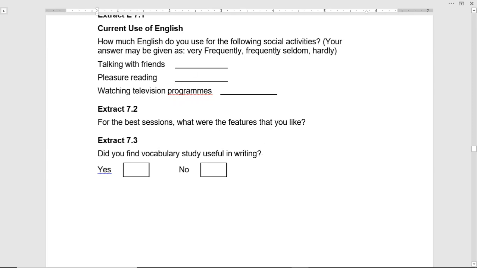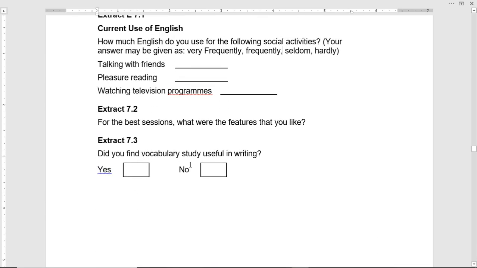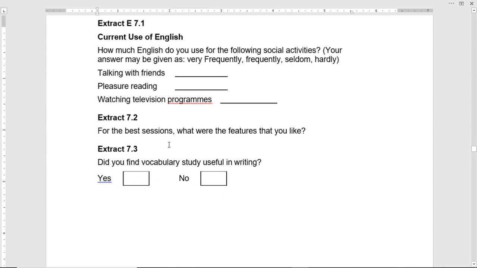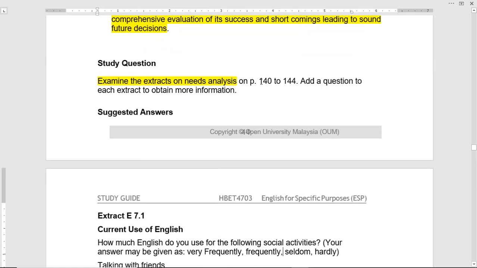How much English do you use for the following social activities? Very frequently, seldom, and hardly. Talking with friends, frequently. Pleasure reading, seldom. Just examples. Watching television programs, frequently. Did you find vocabulary study useful in writing? Yes. So these are some questions, extracts that we find, but you can go to this page and go through the whole thing and then prepare your needs analysis.